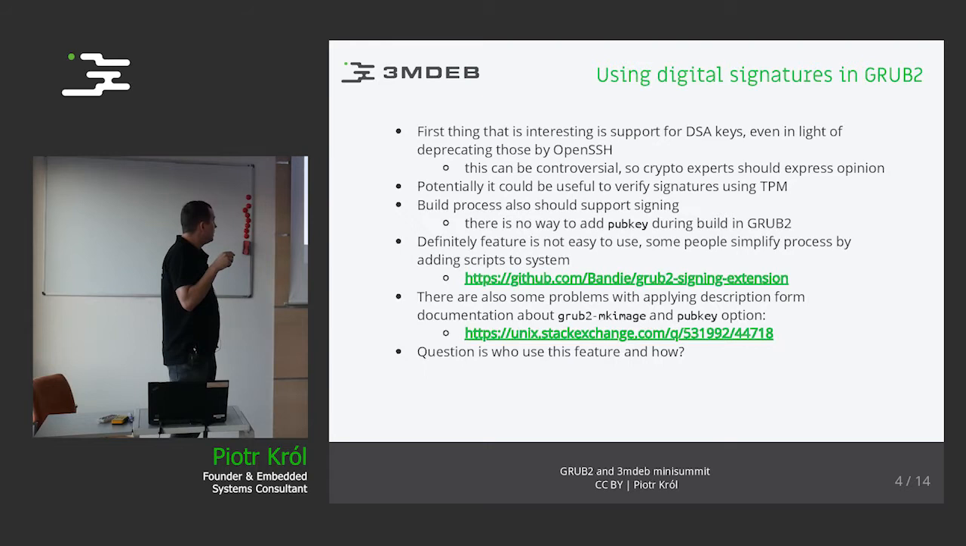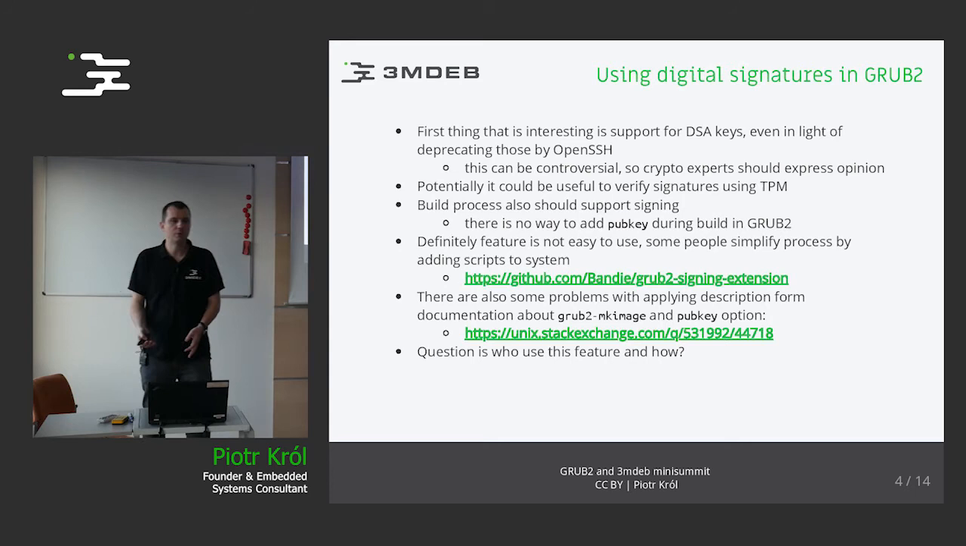It appears that this feature is also hard to use because people try to create something like a GRUB2 signing extension, where they wrap various steps into one command: provide the public key, and it signs all the modules by itself and signs the kernel. But this has to be run from the operating system, and the operating system may be already compromised. So I believe this should be done at build time. And by the way, ideally for our applications it would also be good if we can do that during build time.